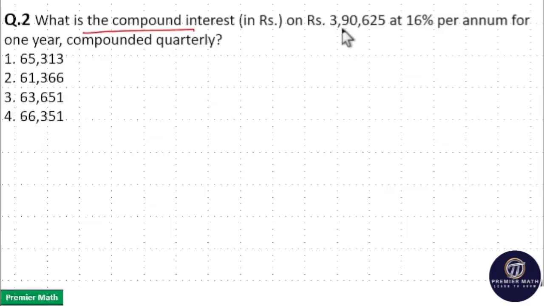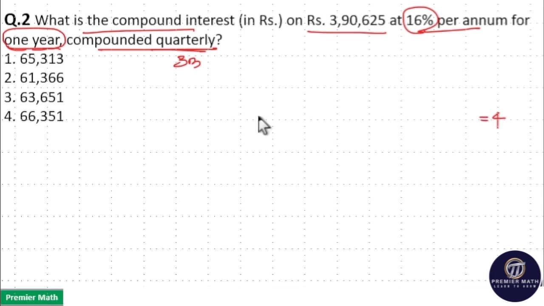What is the compound interest on rupees 3,90,625 at 16% per annum for 1 year compounded quarterly? Compounded quarterly means every 3 months interest is added to the principal, and we need compound interest for 1 year. In 1 year there are 4 quarters, that is 4 periods of 3 months. So the number of terms is 4, and here for 1 year the rate is equal to 16%. Then for 1 quarter the rate is 4%.